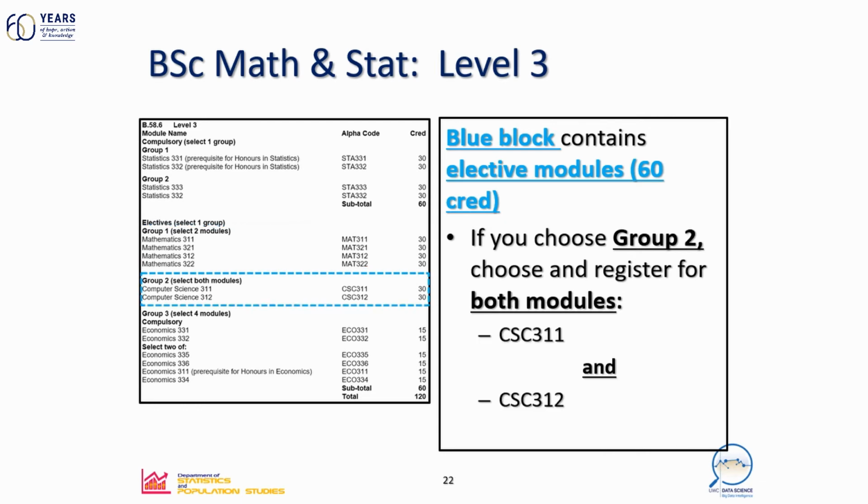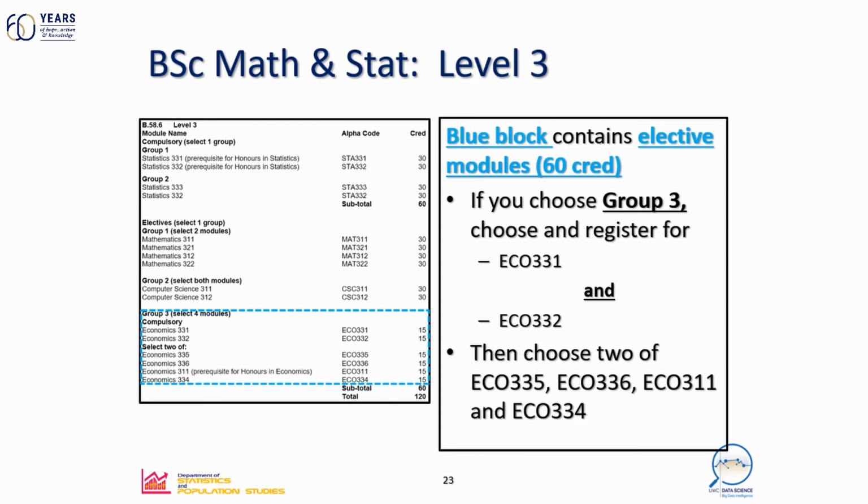Perhaps becoming a software developer or a software engineer is something you're considering. Then you could consider the modules in Group 2. You have to register for Computer Science 311 and Computer Science 312. Maybe economics is your thing and you're considering becoming an economist. Then you should consider Group 3.